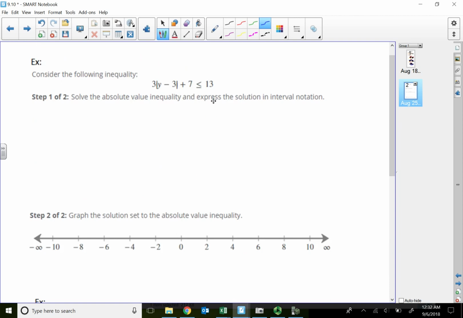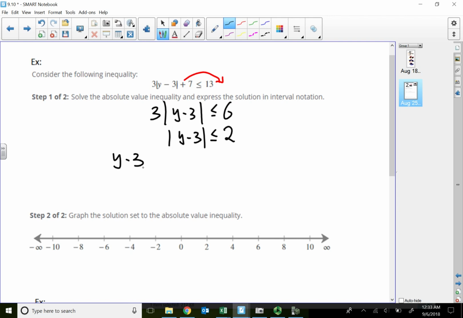So this one is the same thing. Got two terms here on the left side, so let's move this positive 7 over. So that gives me 3 times absolute value of y minus 3 is less than or equal to 6, I believe. Divide both sides by 3. That's absolute value of y minus 3 less than or equal to 2. So once this absolute value is by itself, set whatever is inside the absolute value less than or equal to that positive 2, and set whatever is inside the absolute value greater than or equal to that 2 becoming negative.